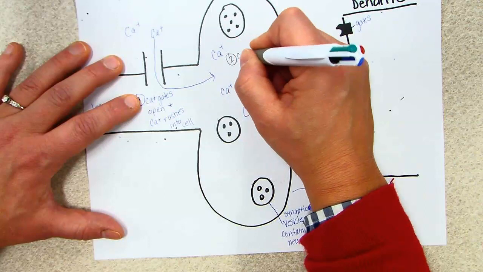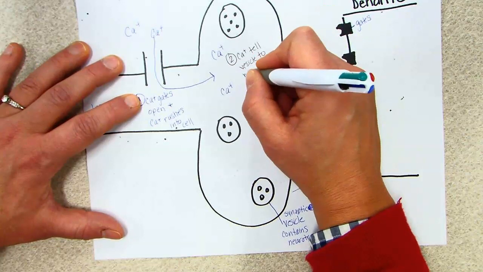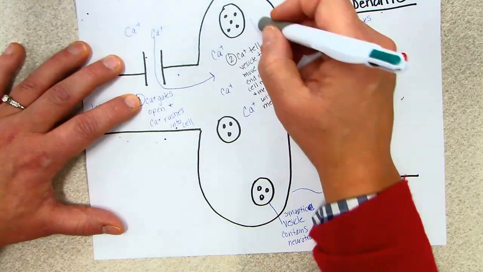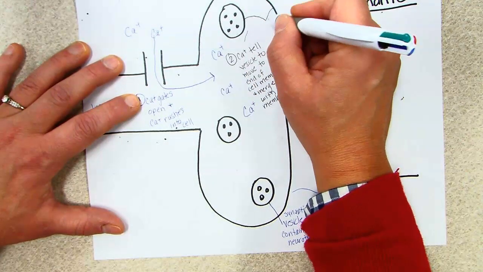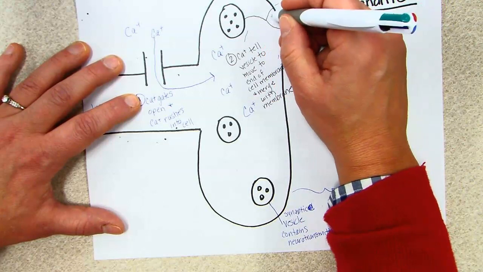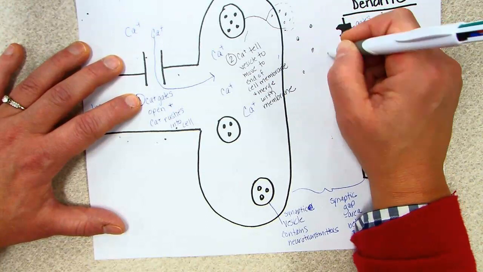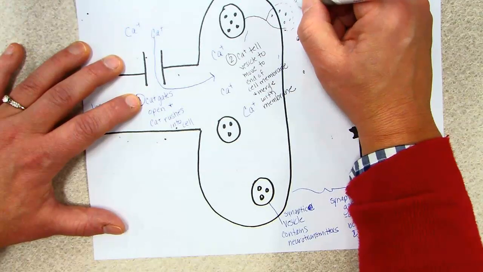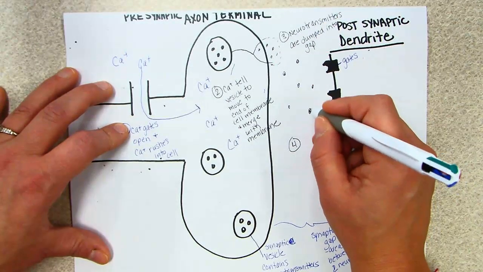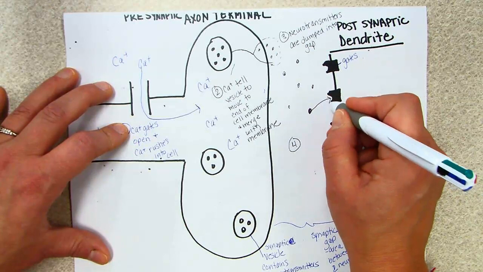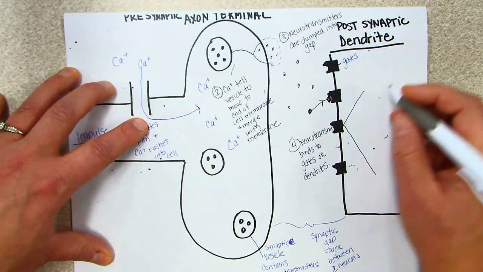The calcium is basically going to tell the vesicle to move to the end of the cell membrane and merge. So this vesicle is going to end up coming over here, and it's going to end up kind of merging with the cell membrane, and it's going to dump all of these neurotransmitters now into the synaptic cleft. So 3 is the neurotransmitters are dumped into the gap. Those neurotransmitters then are going to bind to gates on the dendrites.